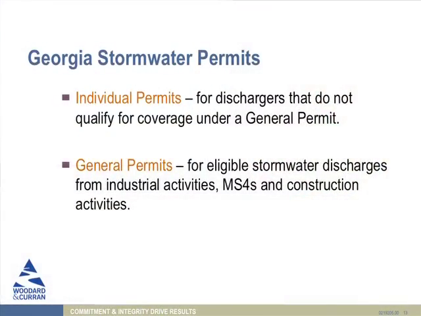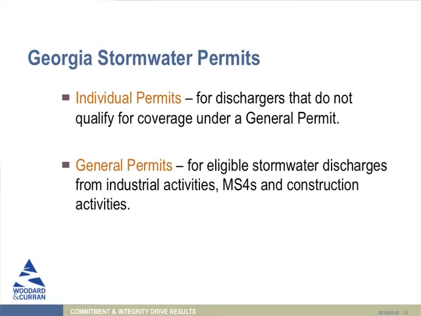So as I mentioned, there are 2 types of permits that can be applied for under the stormwater program and that EPD issues. First are individual permits, which are designed particularly for a specific project, a specific entity. And the second are general permits. General permits are available for industrial activities, for MS4s, and for construction projects. And EPD and EPA and most states have these general permits for like types of projects.